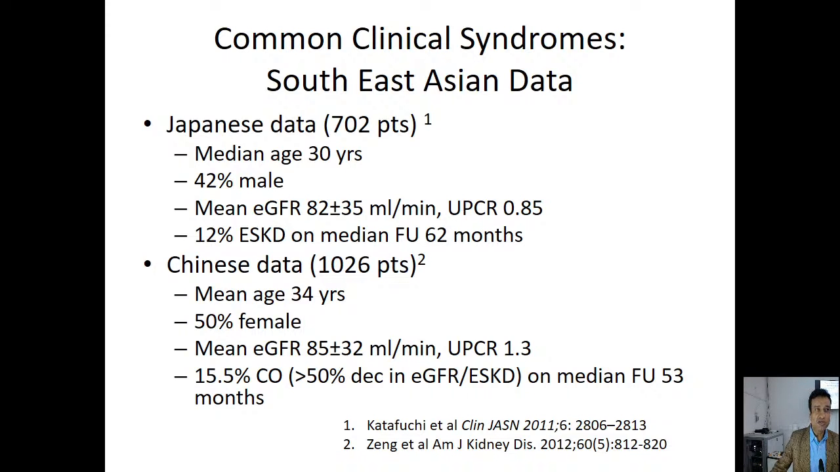The Chinese cohort of around 1,000 patients again had a mean age of around 34 years. Again, gender equality, 50% females. Again, a preserved GFR, but a higher protein creatinine ratio. And around 15% achieved a combined outcome of more than 50% decline in GFR or end-stage kidney disease on a median follow-up of around 53 months.